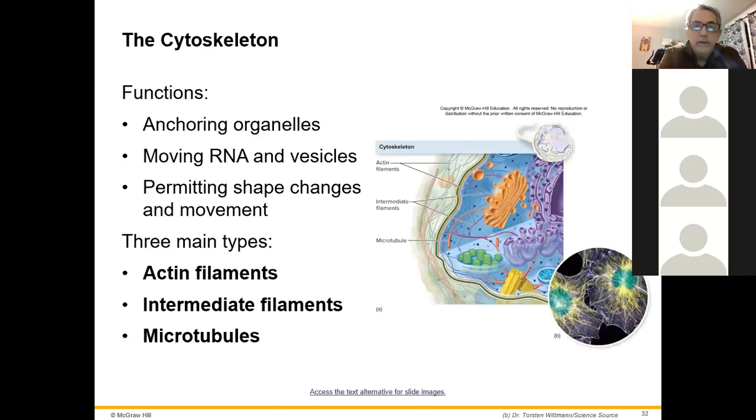In eukaryotes, the cytoskeleton has important functions. It helps to anchor all these different organelles found in the cell. They allow for moving of the RNA and vesicles inside a cell. They permit shape changes and movement for the cell. The cytoskeleton is made of actin filaments, intermediate filaments, and also microtubules.